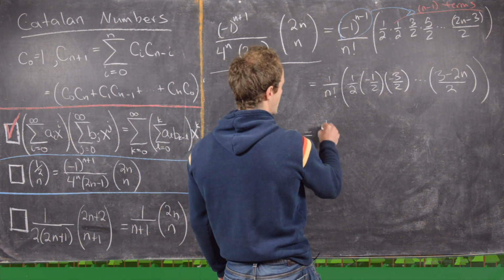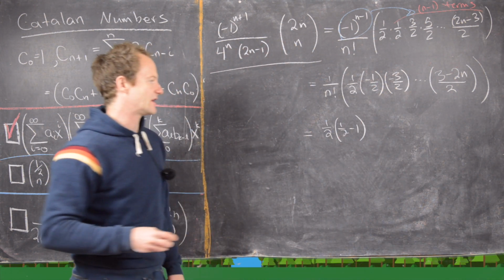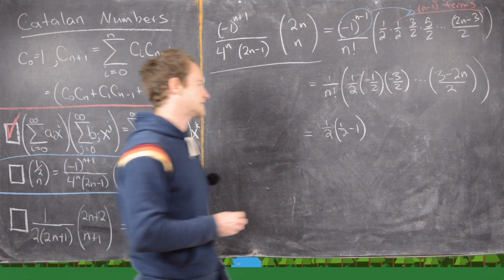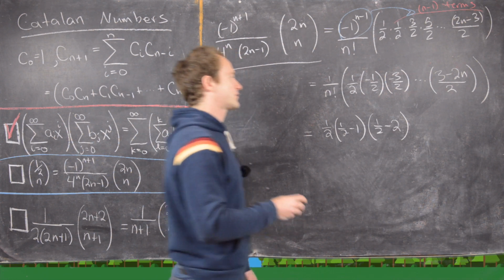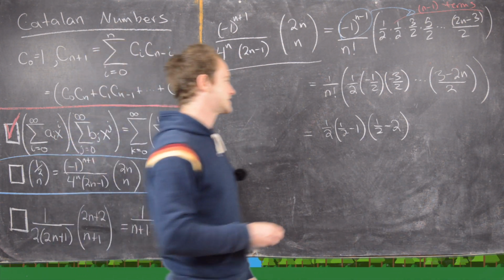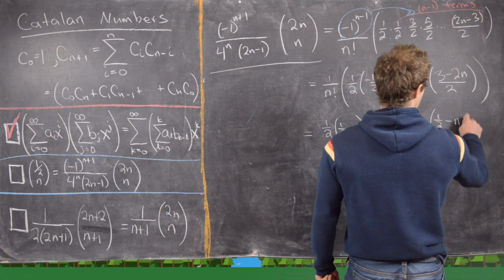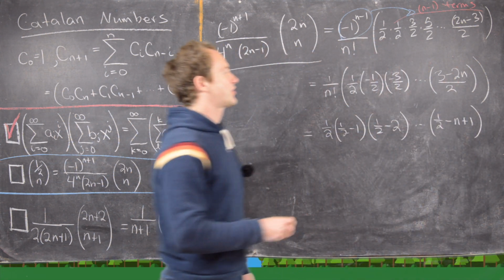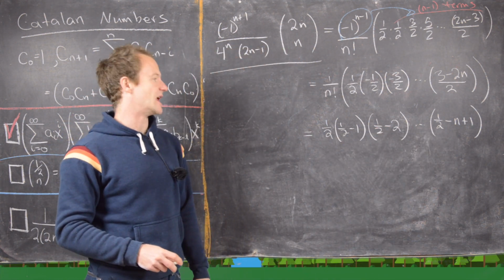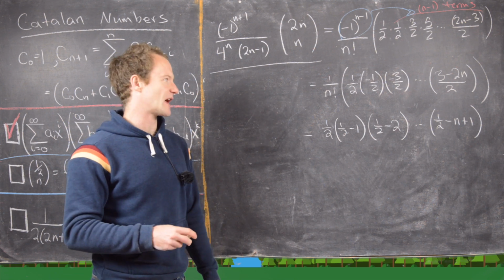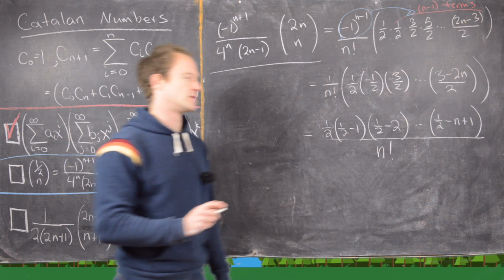So this is going to be 1/2 and then 1/2 minus 1. We can write negative 1/2 obviously as 1/2 minus 1, and negative 3/2 is obviously 1/2 minus 2, all the way down to 1/2 minus n plus 1. So this 3 minus 2n over 2 can also be written as 1/2 minus n plus 1. I'll let you check that; it's fairly easy to see. And then I'll put this all over n factorial.